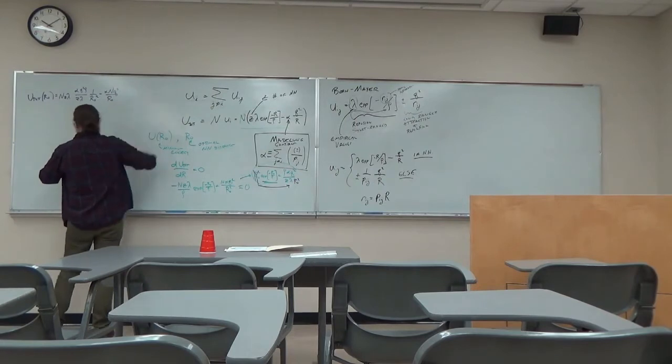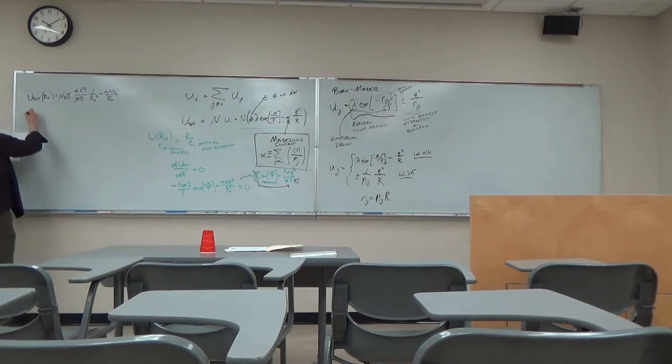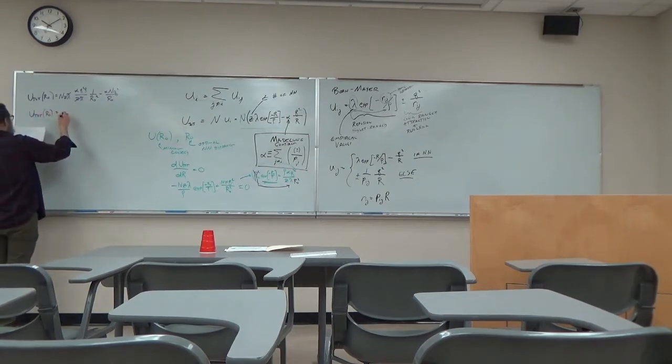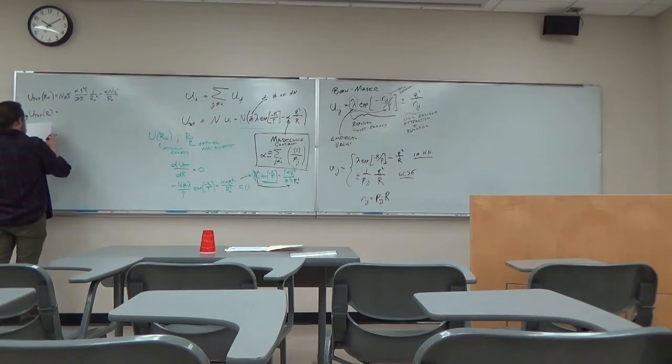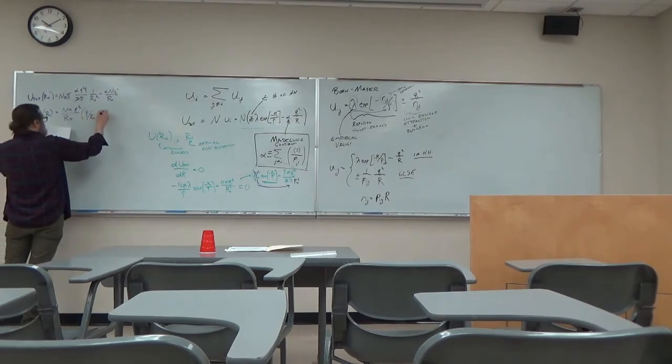Okay? We get some cancellation, and we wind up with U_tot at r naught is equal to N alpha q squared over r naught times rho over r naught minus 1.